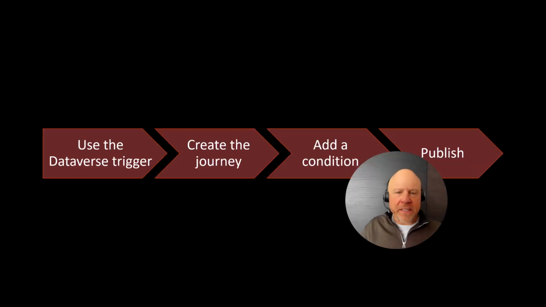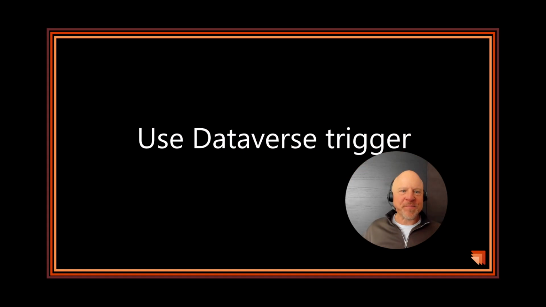So in this video, we're going to use the existing Dataverse trigger we created in the prior video. We'll go ahead and create a new journey. I want to show you how you can add additional conditions, and then when you're ready, publish that journey. So let's begin. We'll begin by using the Dataverse trigger.